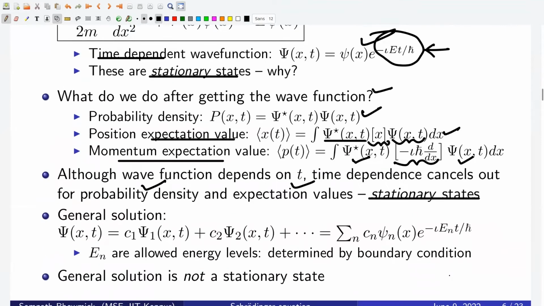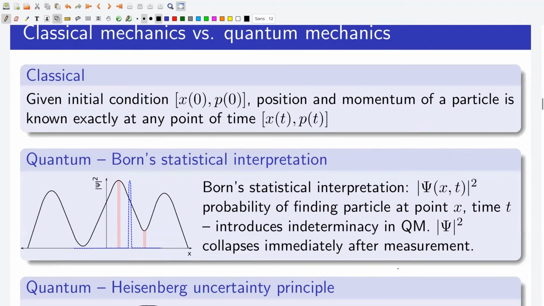However, we can define the general solution as a superposition of many stationary states, and if you do that, you get something like this. This is not a stationary state anymore, because now if you calculate ψ*ψ, the time part will not cancel out. Note that in this equation, the En are the allowed energy levels, which are determined by the boundary condition, the Cn are constants, and these are, of course, the eigenfunctions.